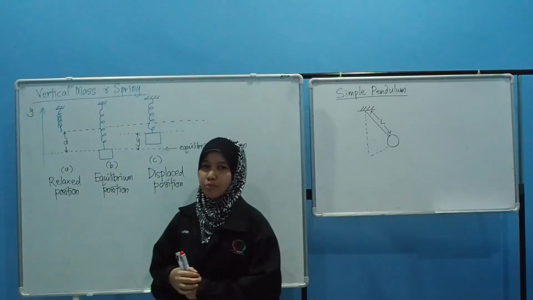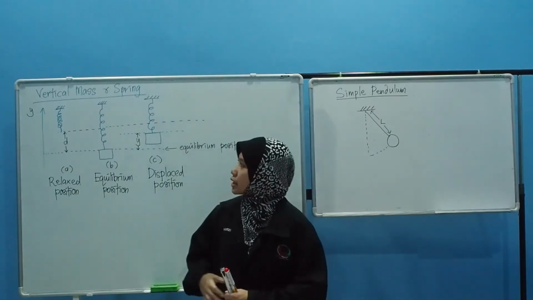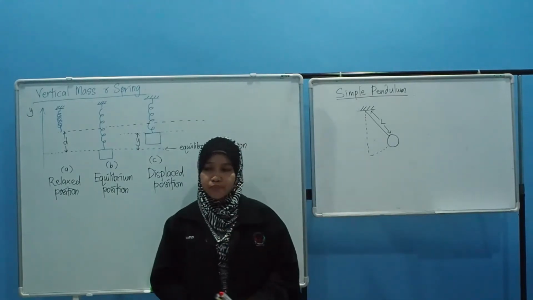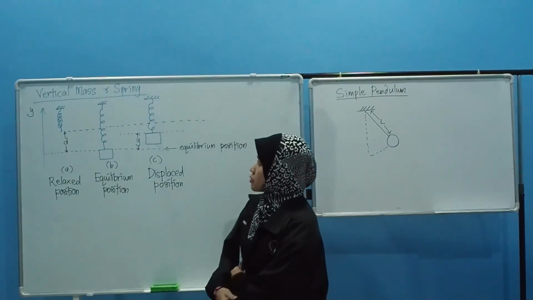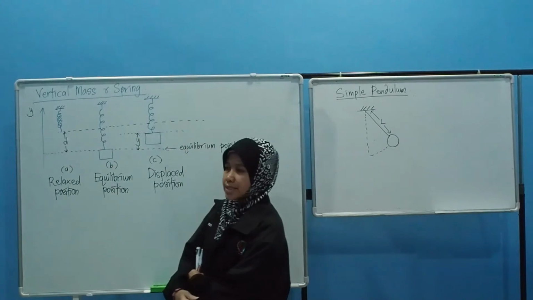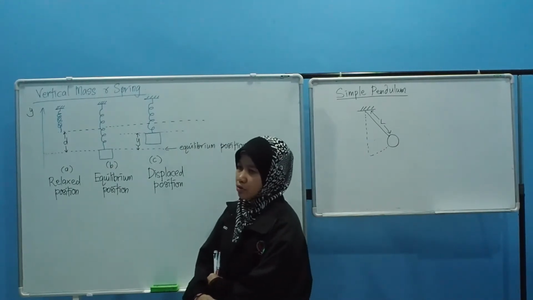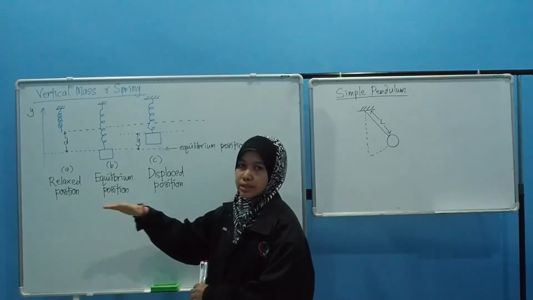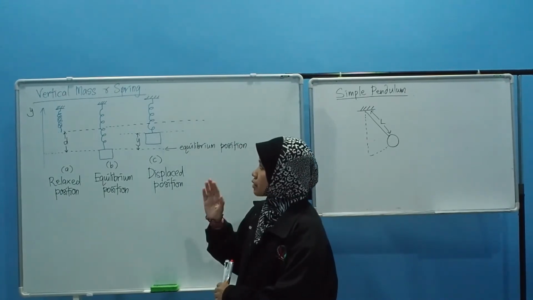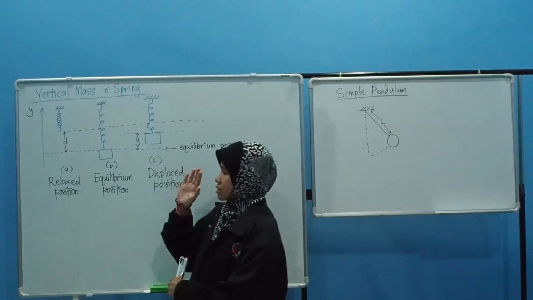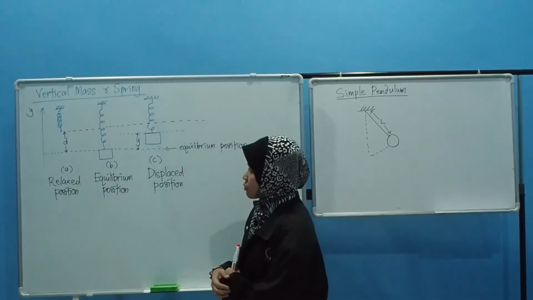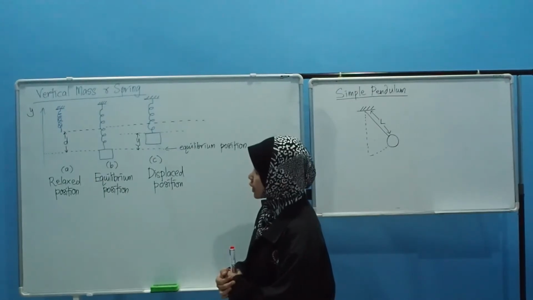Subtopic in simple harmonic motion. It is about vertical mass and spring and the simple pendulum. Before this, I always showed the example of the spring in the horizontal plane. Now the position of the mass and the spring is vertical. So from here, look at here.